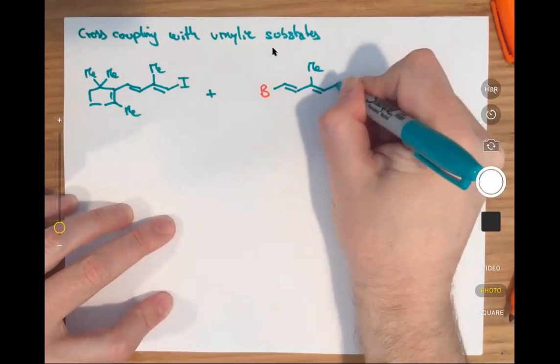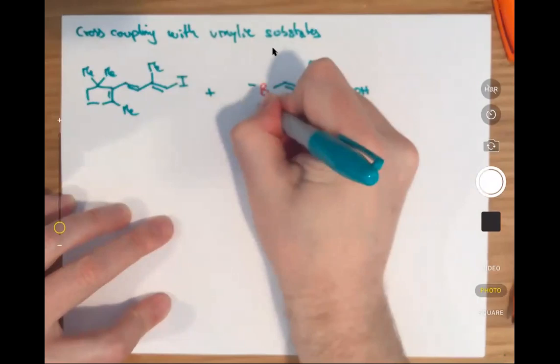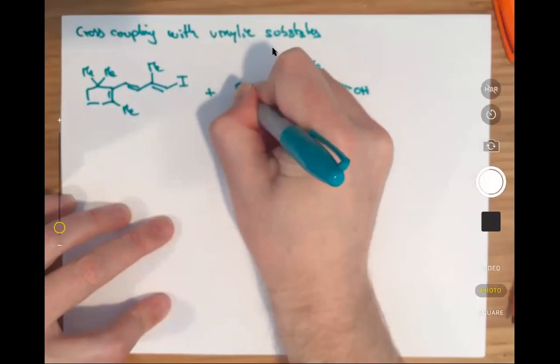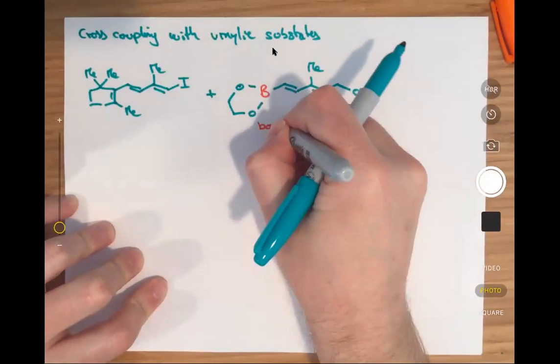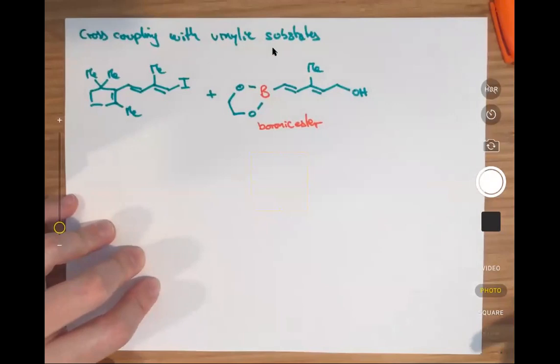And at the end here, you have an alcohol. And maybe just to abbreviate this here, something like this. So this is a boronic ester. So these work basically the same way as the boronic acids.